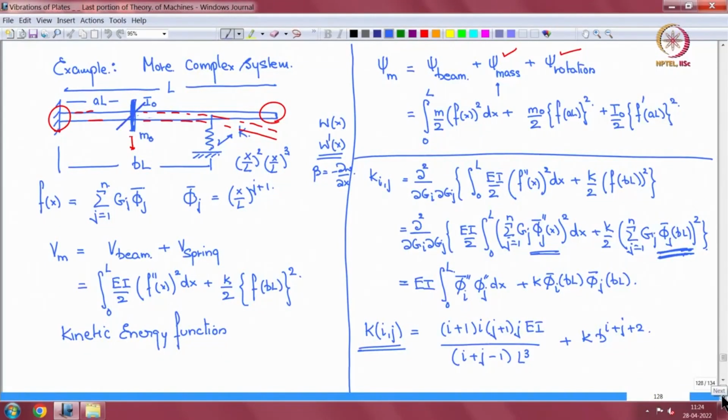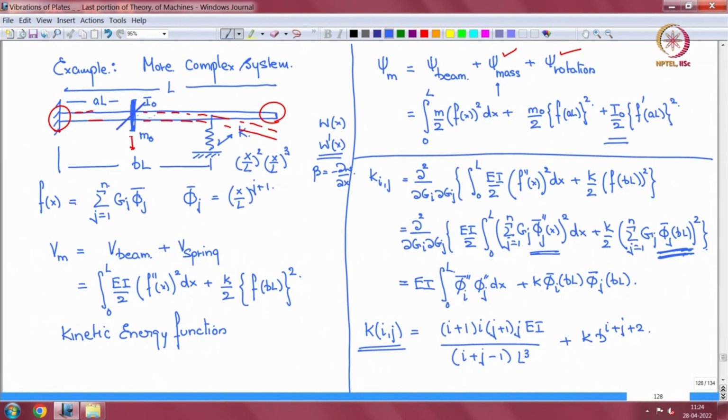Good morning and welcome to this next lecture on vibrations of plates and shells. Right at the outset I wanted to make a couple of comments here. If you remember this more complex system that we did a derivation for, I did not mention why this is I0.